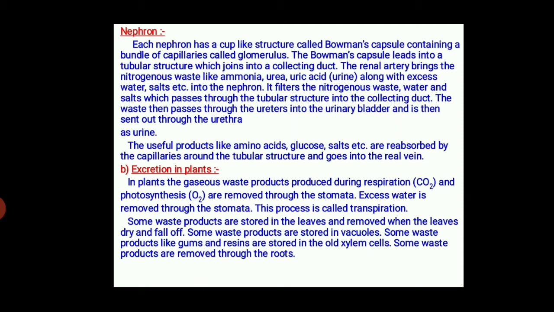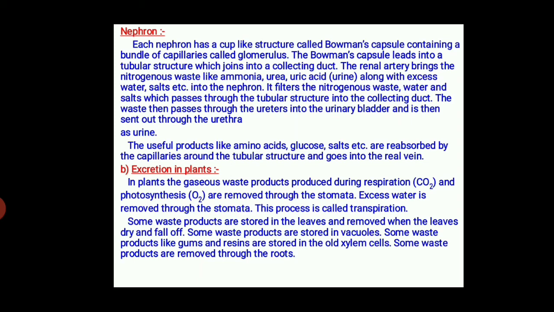Now we talk about excretion in plants. What is excretion in plants? In plants, the gaseous waste products we produce during respiration, CO2, and photosynthesis, O2, are removed through the stomata. Excess water is removed through the stomata. This process is called transpiration. Some waste products are stored in the leaves and removed when the leaves dry and fall off. Some waste products are stored in the vacuoles. Some waste products like gums and resins are stored in the old xylem cells. Some waste products are removed through the roots.